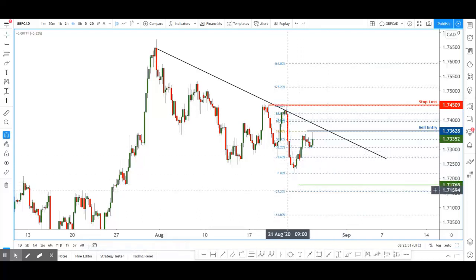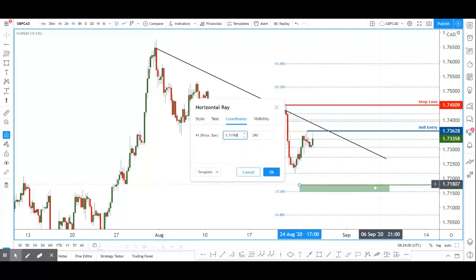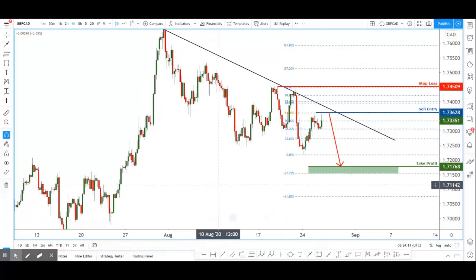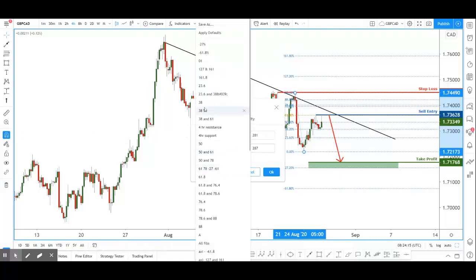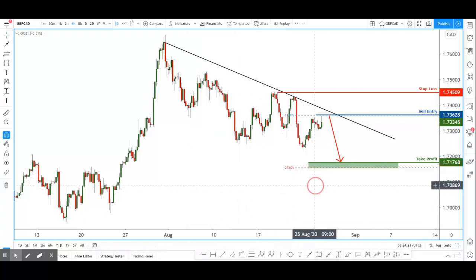Of course the negative 27 is quite close, so this is a possible take profit zone. Very simply, we can just go short from here down into anywhere in this zone. So this makes it very clear. Let me just select the proper Fibonacci templates. So there you have it.